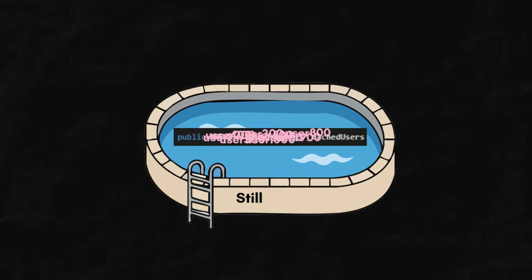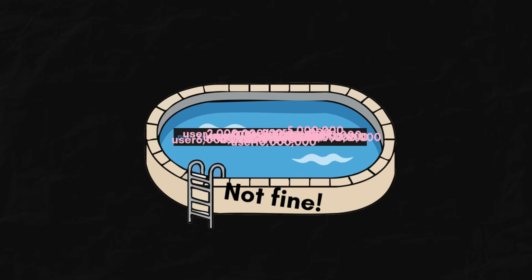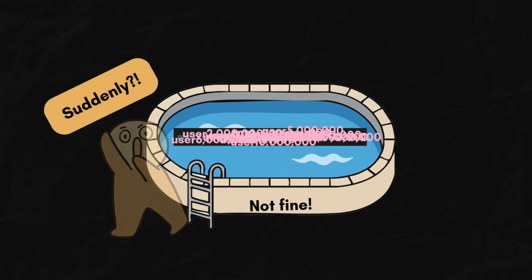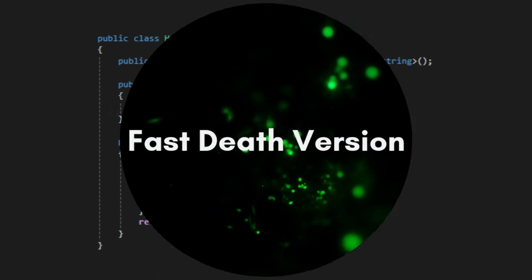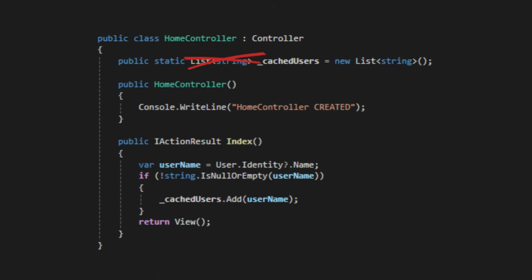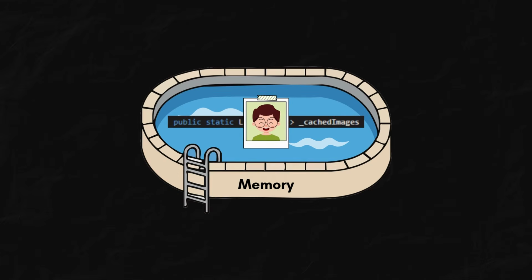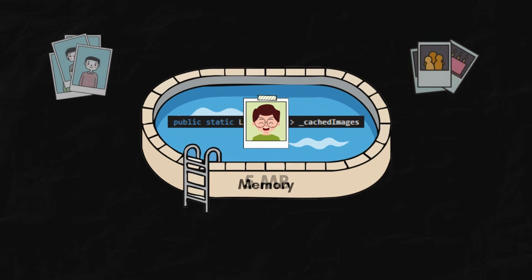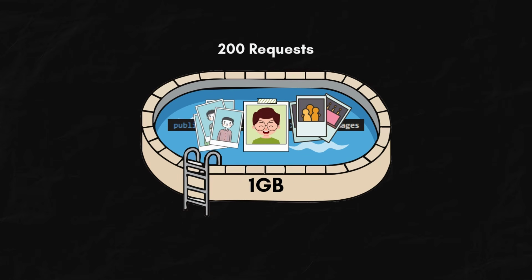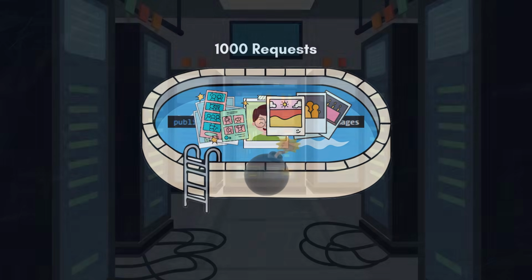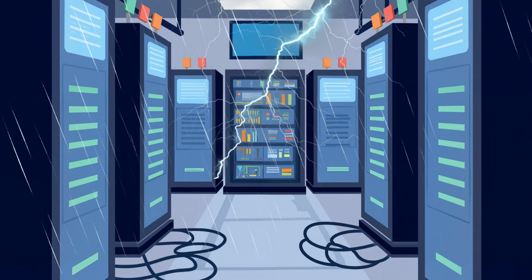This is why memory leaks are so scary. They're slow and delayed. You might have the feeling like, what? Why suddenly out of memory? But of course, there's also the fast death version. Imagine instead of strings, you store images in a static list. If one image is approximately 5 megabytes, 200 requests become 1 gigabyte. 1,000 requests immediately crash. Your server dies within minutes of going live.